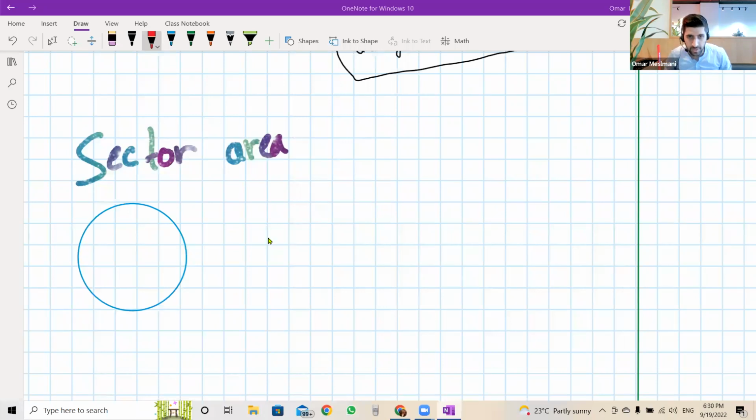I was asking what it was in Arabic, just to show everyone what I received. I don't know. What does sector area mean in Arabic? Help. Google Translate.